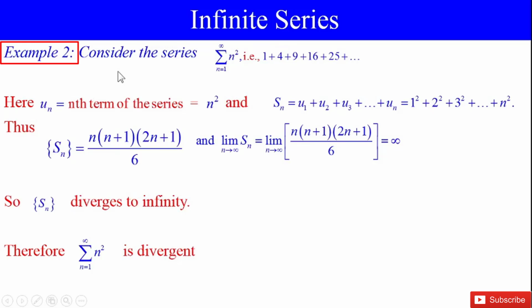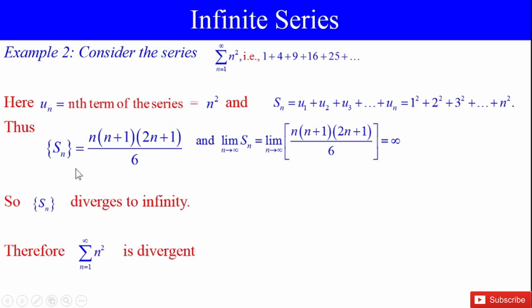Example 2. Consider the series sigma n equal to 1 to infinity n square, that is, for n equal to 1, this is 1, n equal to 2, this is 4, and in this way the series becomes 1 plus 4 plus 9 plus 16 plus 25 up to infinity. In this case, un, the nth term of the series, is equal to n square, and Sn is equal to u1 plus u2 plus u3 plus ... plus un, which is equal to 1 square plus 2 square plus 3 square up to n square.